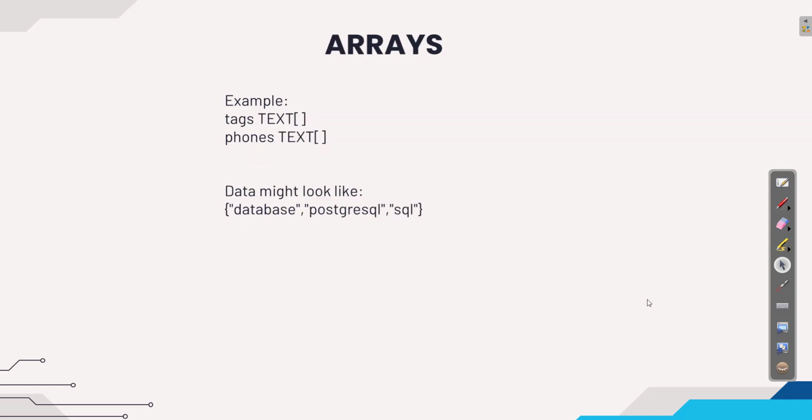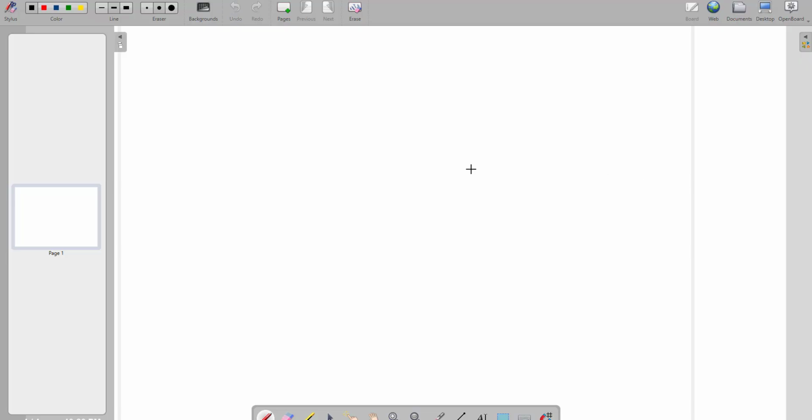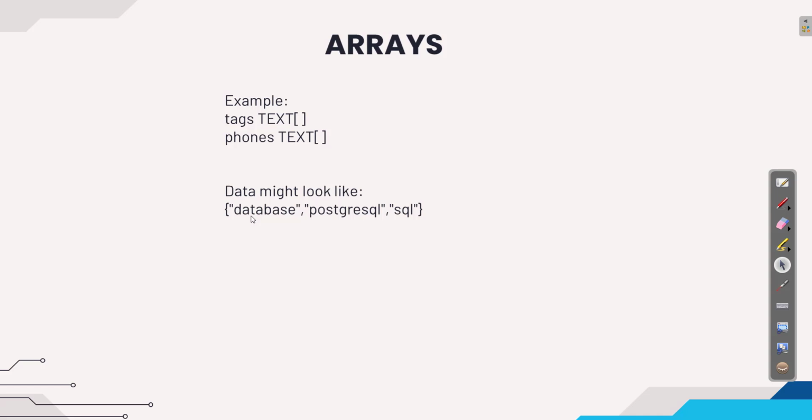Okay, arrays. Postgres also supports arrays. We can define text arrays. So data looks like this. For example, database, Postgres, SQL. So we can use this, or we can access this just like text 0 or 1, or in loop form. So it will return the database first, ID. Here say 1 is this and 2 is this. So these are the array data types.